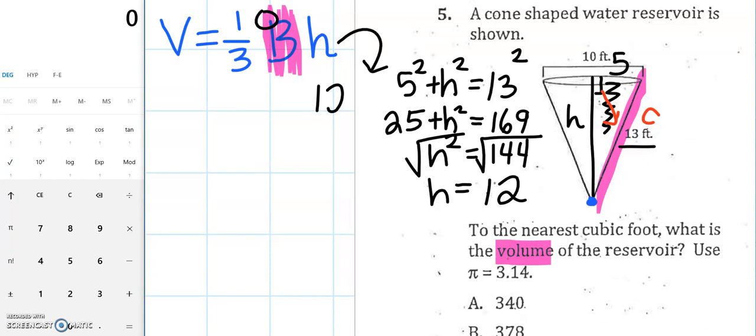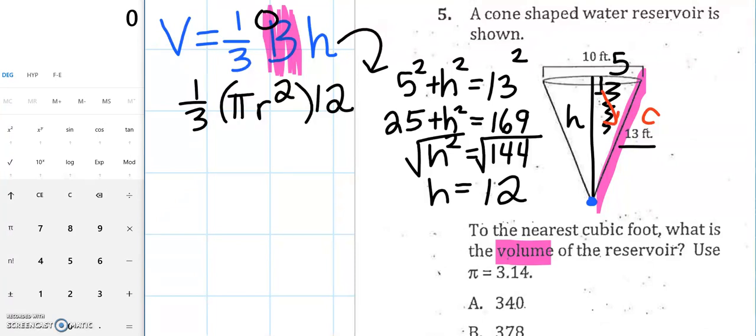Great. Plug that into my formula. Height is 12 feet. Now, let's substitute in what the big B is going to be. Big B is going to be this formula for the area of the circle. So it's going to be pi r squared, bringing down the 1/3 as well.